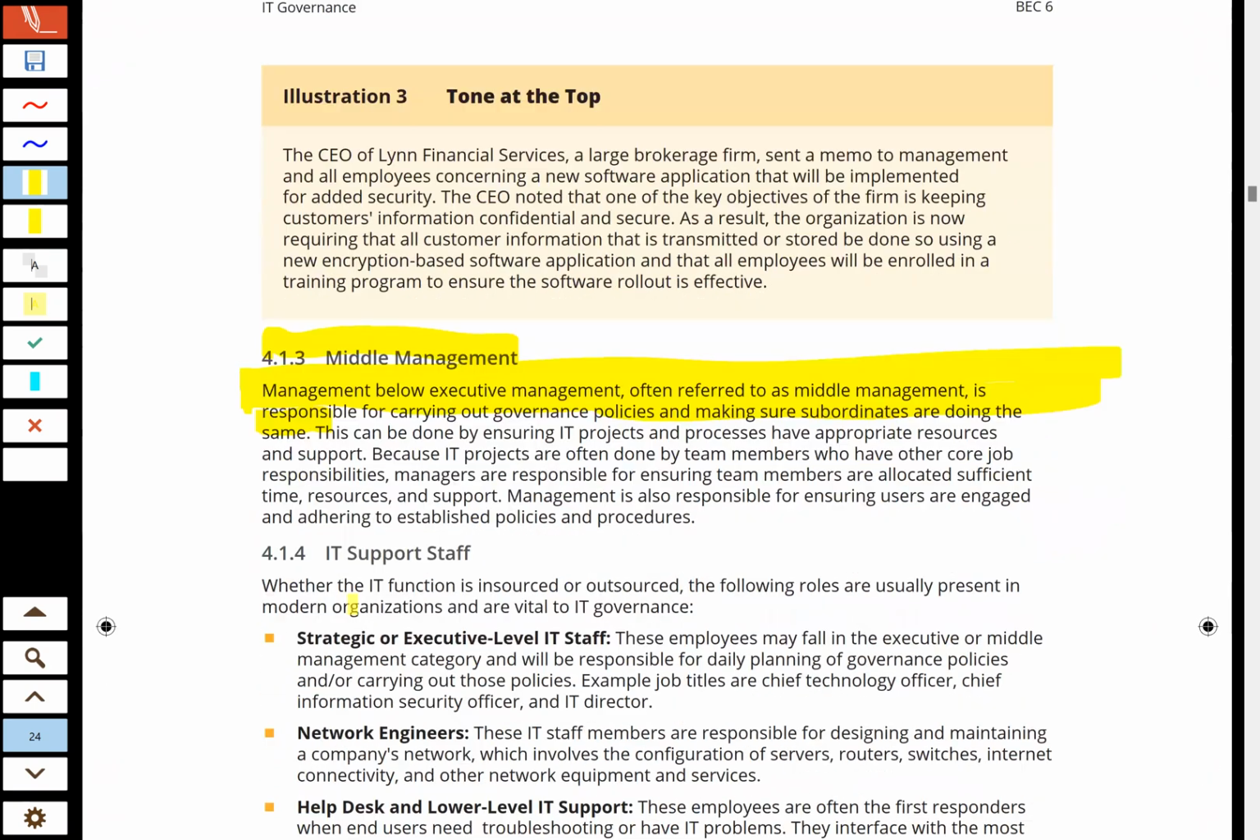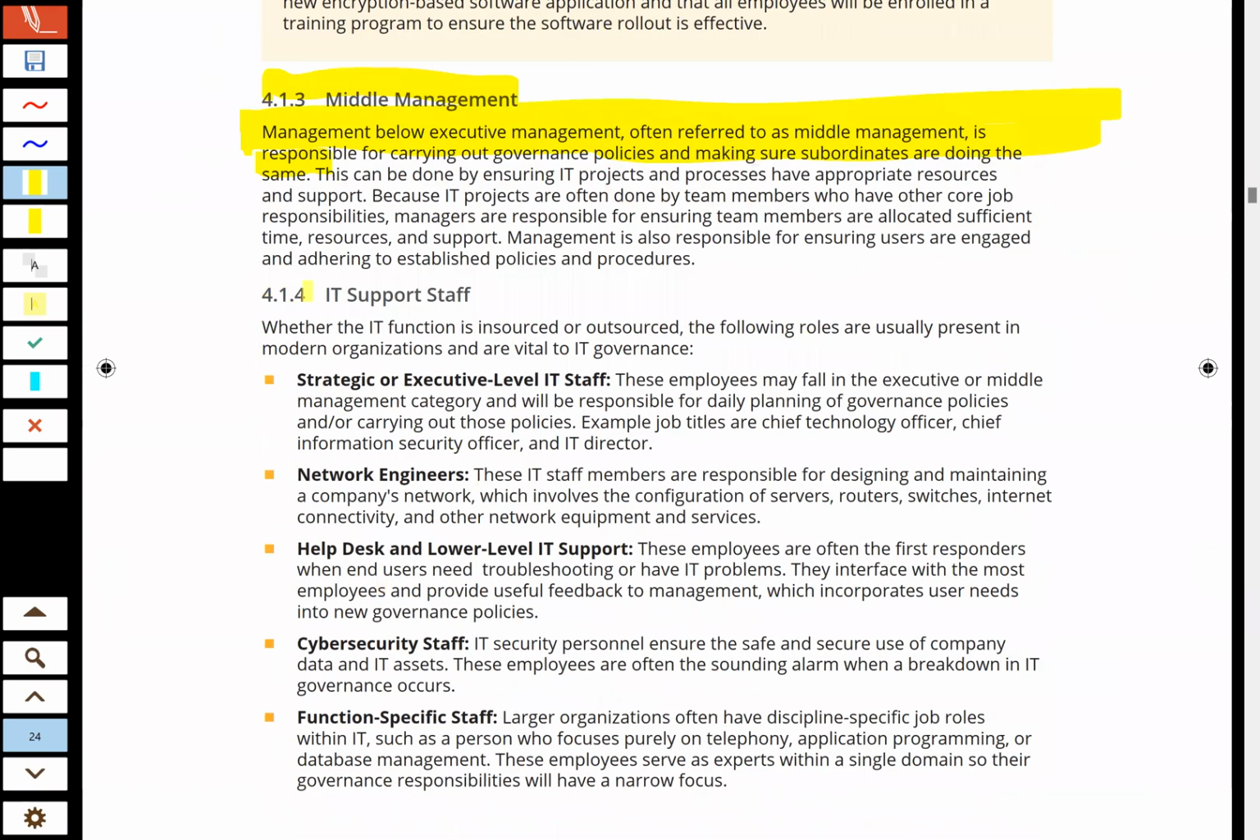Okay, let's go ahead and let's flashcard some of the elements of the IT support staff here. And again, these can just be at a very high level. I don't know that you have to put all this detail on your flashcards, but obviously strategic or executive IT level staff are those that are responsible for daily planning of governance policies and carrying out those policies.